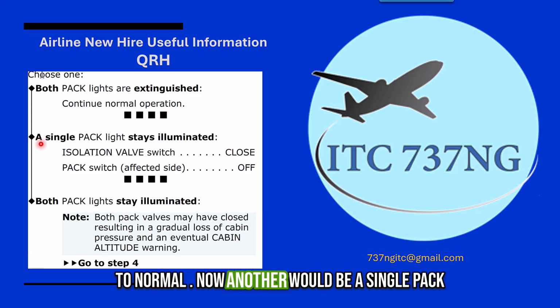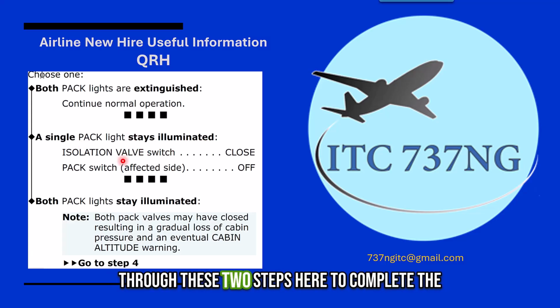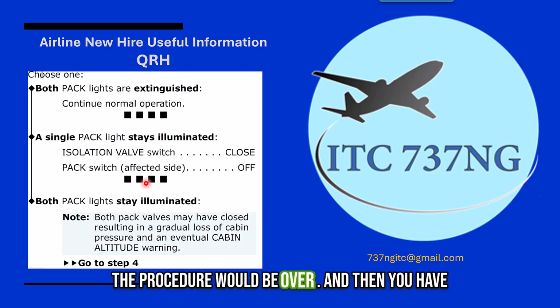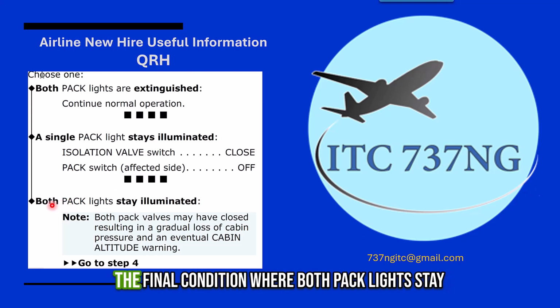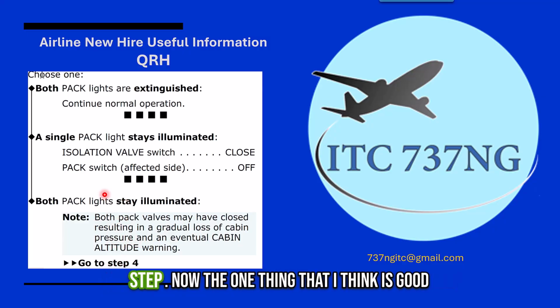Now another would be a single pack light stays illuminated. And then you're going to go through these two steps here to complete the checklist for that particular condition, and then the procedure would be over. And then you have the final condition where both pack lights stay illuminated. Read the note and then go to the next step.